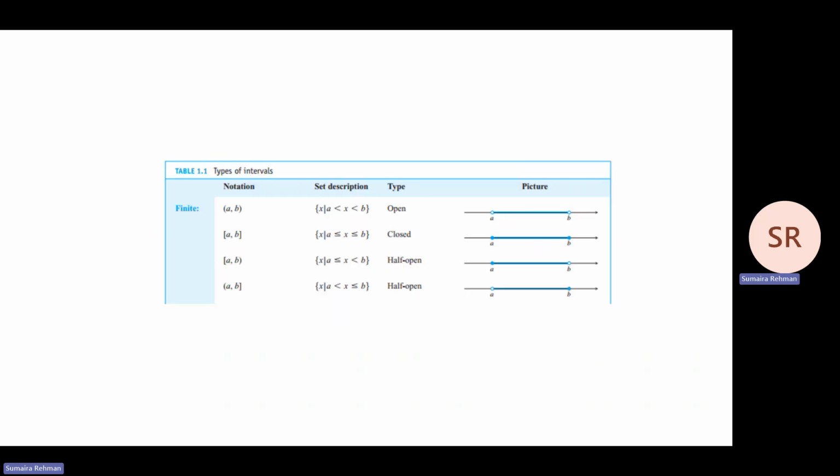I will discuss a bit about intervals, because each time we solve an inequality or equation, we need to find the solution in the form of an interval. So what do we mean by intervals here?